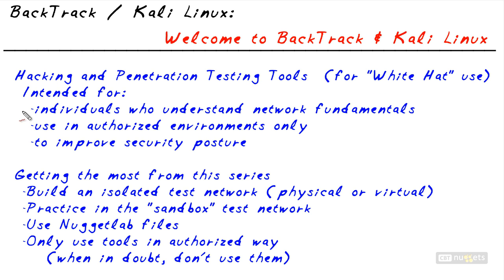This series is intended for individuals who at a bare minimum understand network fundamentals. For example, if I said to you, hey, what is an IP subnet? How does DHCP work? What is ARP? What's the difference between IP version 4 and IP version 6? A person should be able to at least understand those concepts before they ever start attempting to use attack or penetration testing tools that are covered in this series.